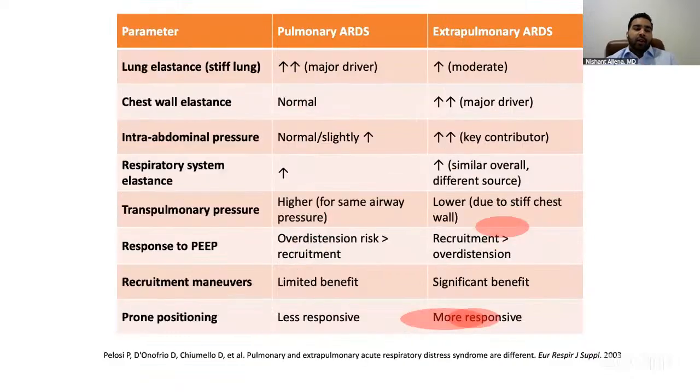So then coming to your lung elastance as well. Your lung elastance is greater in pulmonary ARDS compared to extrapulmonary ARDS. And the other important thing is your response to PEEP.